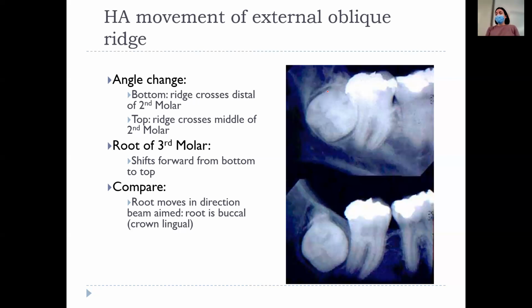Okay. So for this one, we know that the roots moved in the same direction as the beam, so the roots are pointed out buccally, which is kind of funny because when you look at this, don't you think the occlusal surface is looking at you? That's a good example of how it can be very deceptive, and this can help you identify the orientation of a tooth.